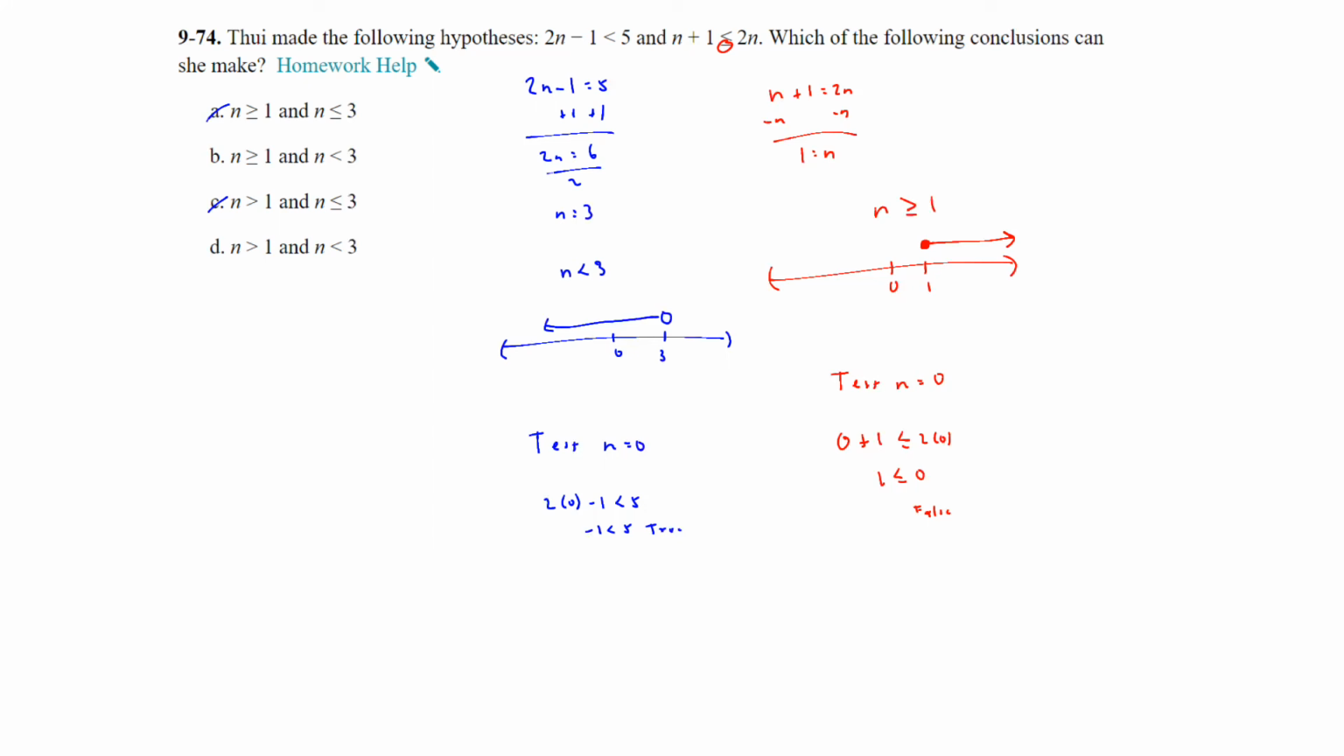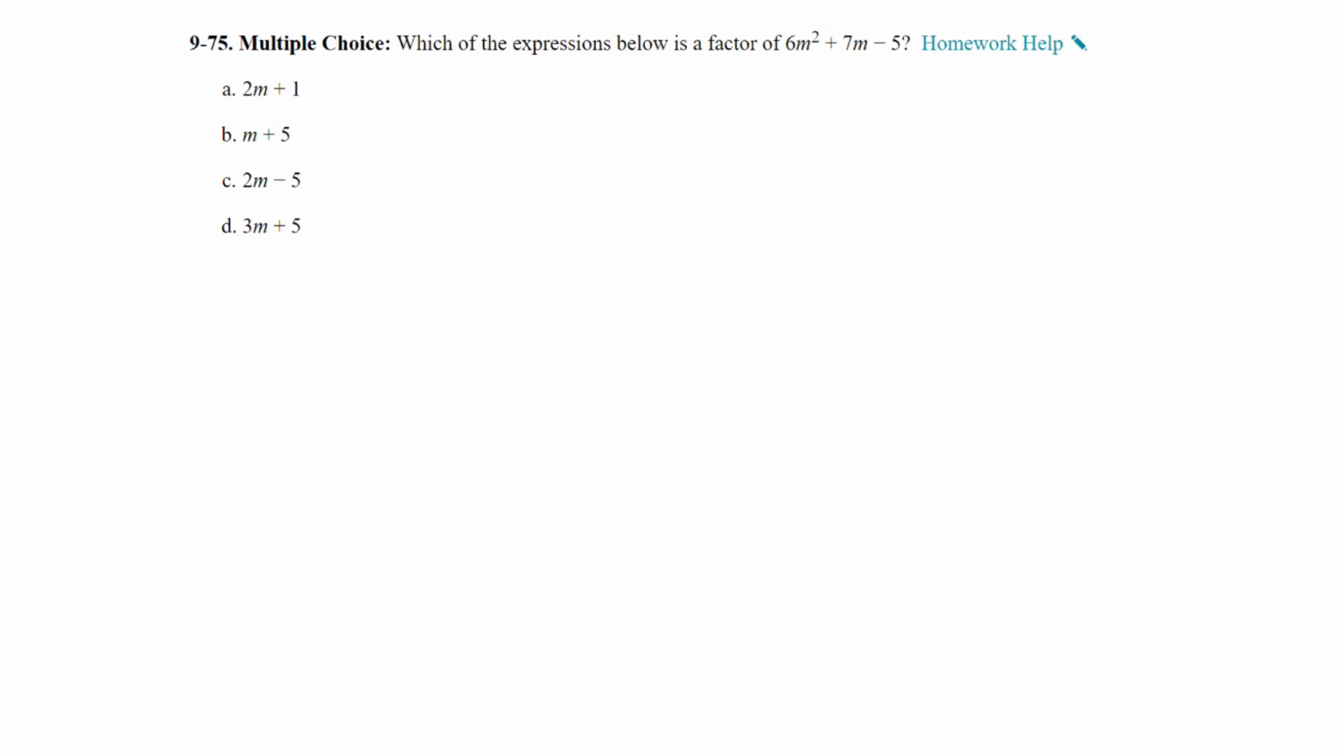So now look at your choices we have left. We have n is greater than or equal to 1, or D is n is greater than 1. So it appears that B satisfies both of the inequalities, where it's greater than or equal to 1, but also less than 3.